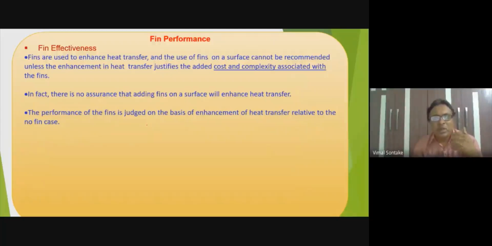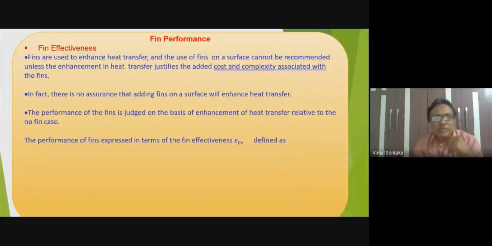fin case. So if I want to judge the performance of the fin to enhance the heat transfer rate, I will calculate the heat transfer rate from the base surface with fin, and then I will calculate the heat transfer rate from the base surface without fin. And if the rate of heat transfer enhancement by adding the fin is substantial, only in that case, I am going to select the option of attaching fin to the base surface.